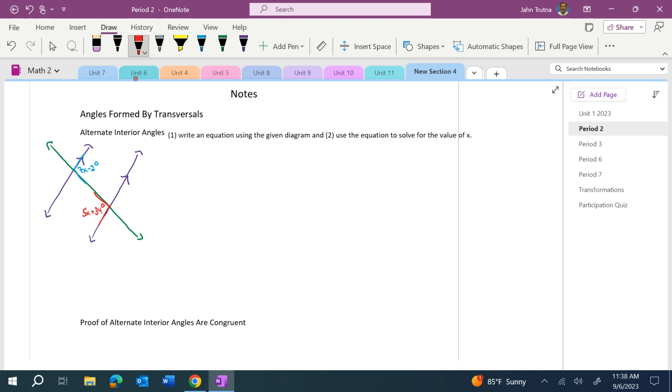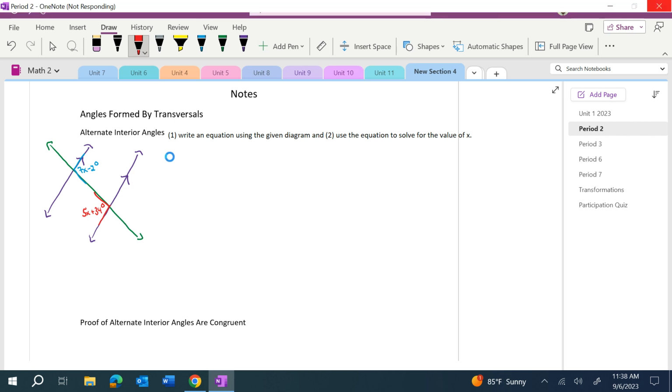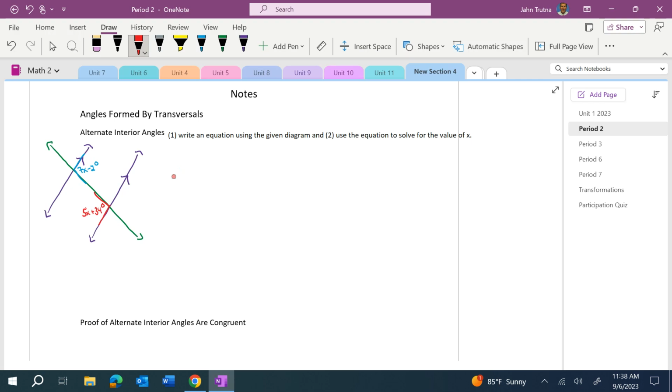Okay, and if you notice, both of the angles, the blue one and the red one, they're both inside the parallel lines. And not only are they inside the parallel lines, but the blue angle and the red angle are on alternate sides of the non-parallel line. So this means that these two angles right here are alternate interior angles. Okay, so what we are dealing with in this problem is alternate interior angles.